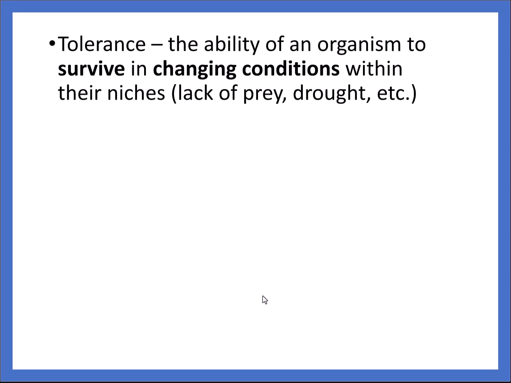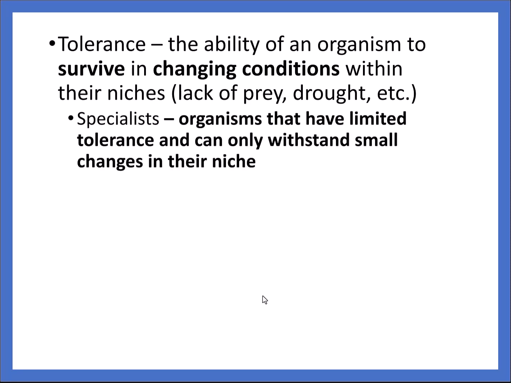Tolerance is the ability of an organism to survive in changing conditions within the niche. So when things change in that typical niche, like there's a lack of prey, there's drought, any of those limiting factors that we mentioned before, each type of organism, each species is going to have a different amount of tolerance for those changing conditions. Some species are known as specialists, and these are organisms that have very limited tolerances and can only withstand small changes in their niche.